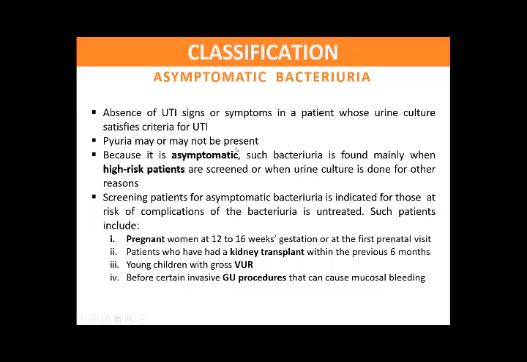Because these patients are asymptomatic, such bacteriuria is found mainly in high-risk patients who are screened, and a urine culture is done for other reasons. Screening patients for asymptomatic bacteriuria is indicated for those at risk of complications of untreated bacteriuria. Such patients include pregnant women, who can have asymptomatic pyuria and asymptomatic urinary tract infection, and these are the patients who have a high risk of getting urinary tract complications.